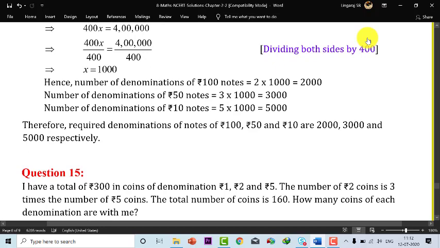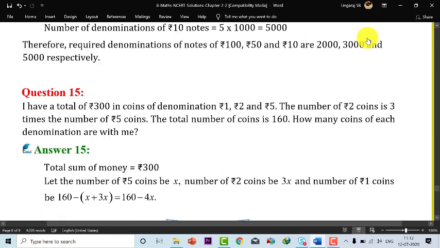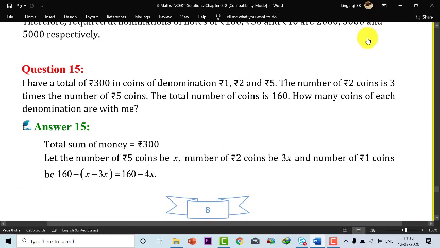Next we can move to question number 15. I have a total of 300 rupees in coins of denominations 1, 2 and 5. The number of 2 rupee coins is 3 times the number of 5 rupee coins. The total number of coins is 160. How many coins of each denomination are with me?